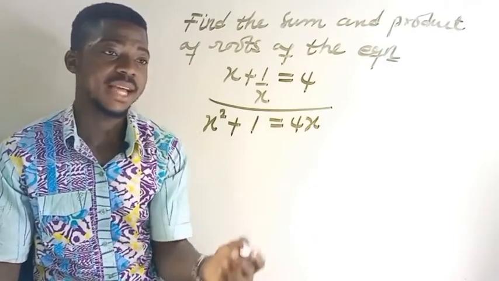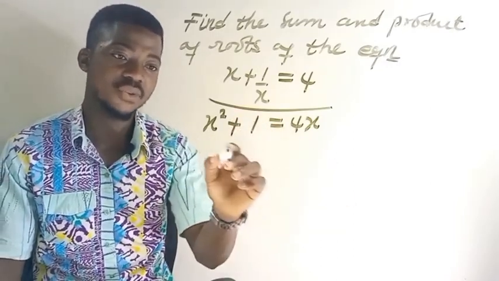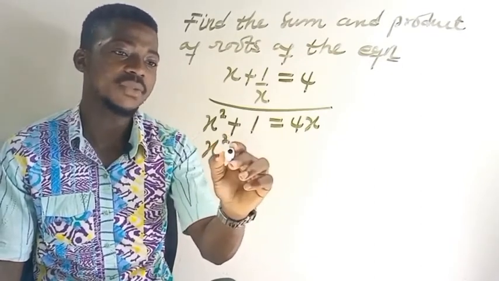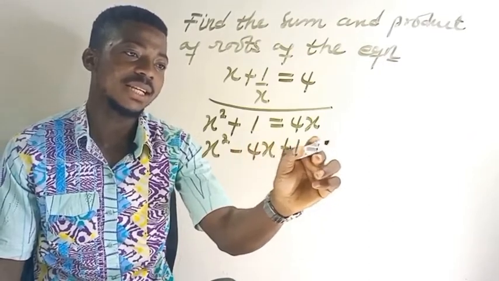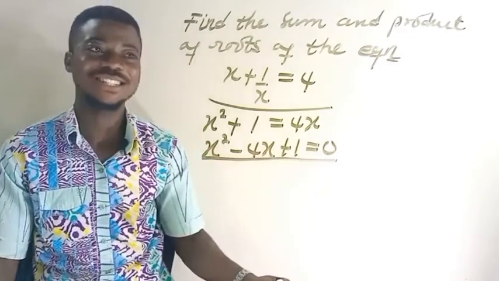Now when we get this, we have to move this 1 to this place so that it will look like a quadratic equation. So we're going to have x squared, when this one comes here, minus 4x plus 1 equal to 0. So now we have a quadratic equation, okay?